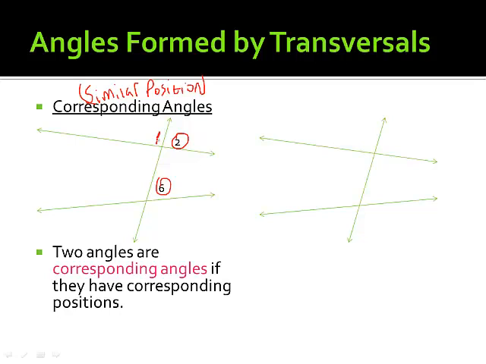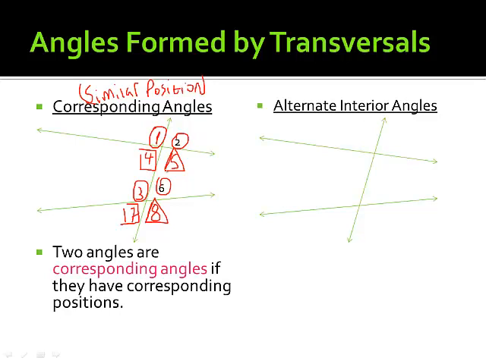I could also have angles 1 and 3 as corresponding angles. Angles 4 and 7 could also be corresponding angles, and angles 5 and 8 are going to be corresponding angles as well. Notice I put different shapes around them just to indicate which ones are corresponding. So those are corresponding angles, similar position angles. And there are going to be four sets when two lines are cut by a transversal.